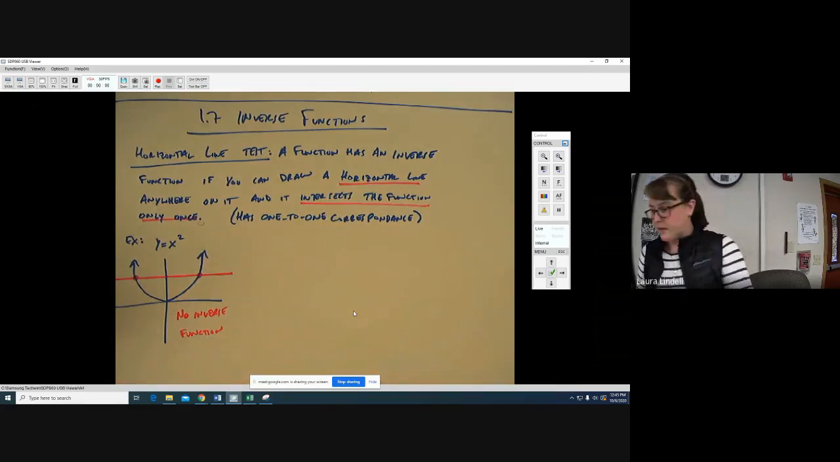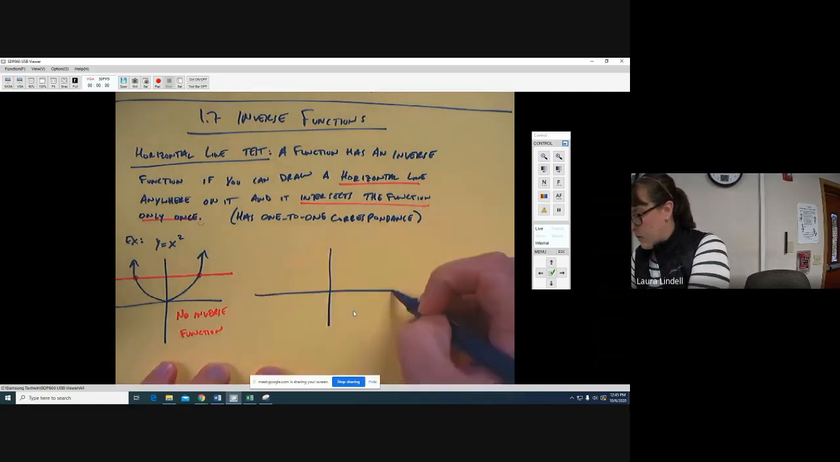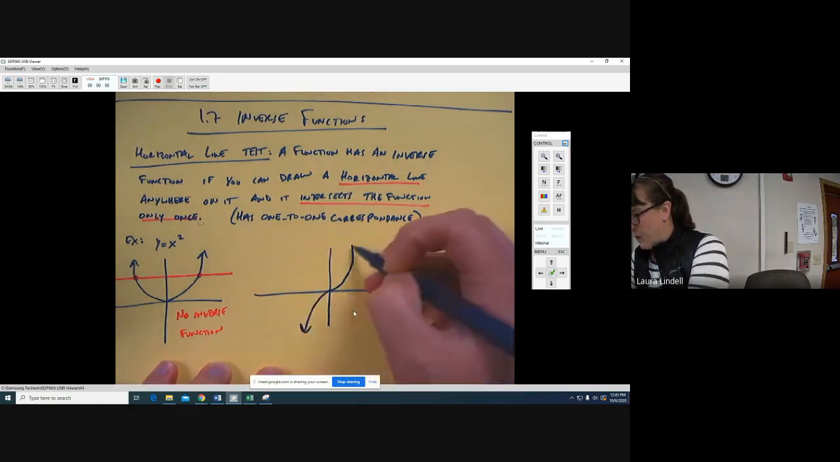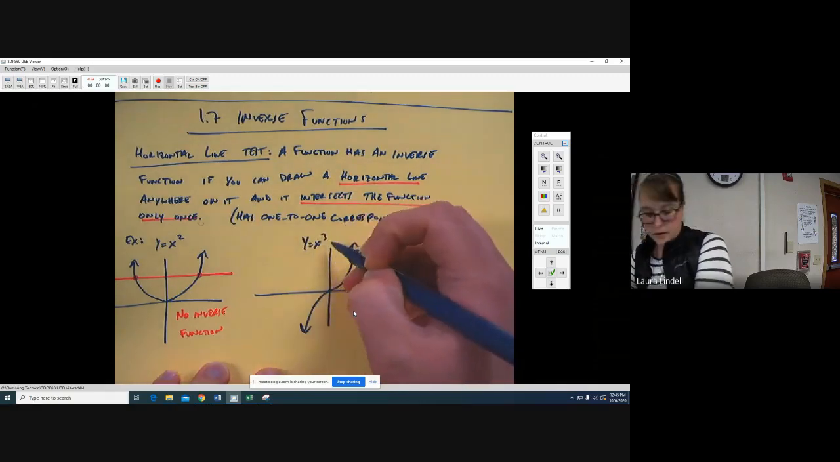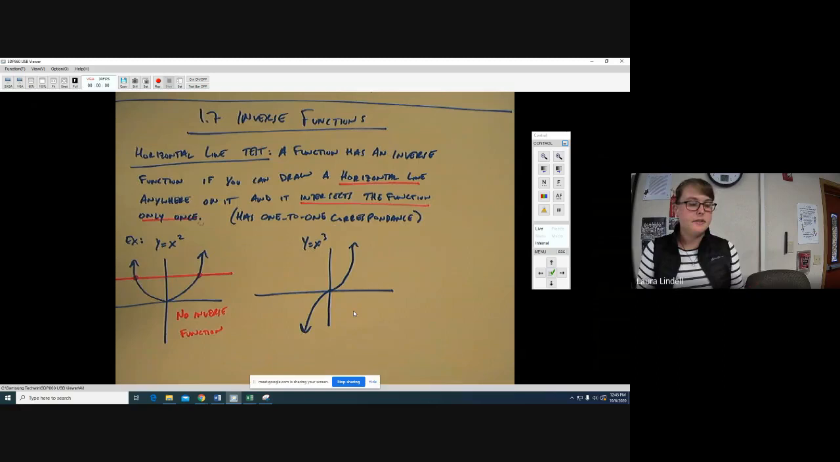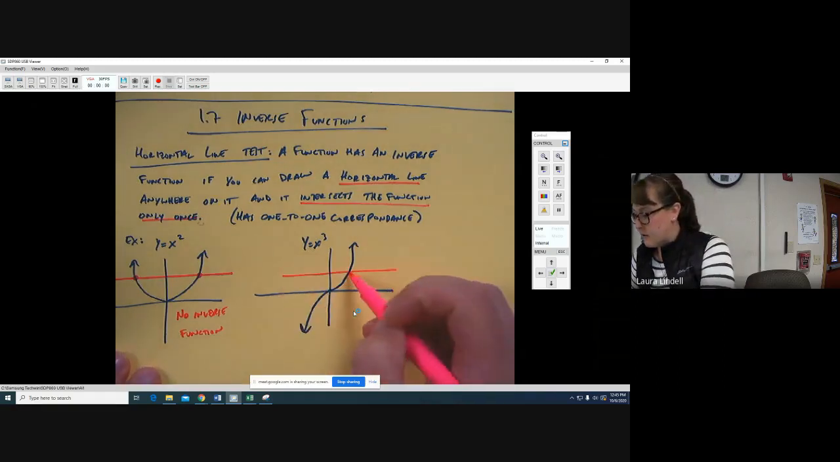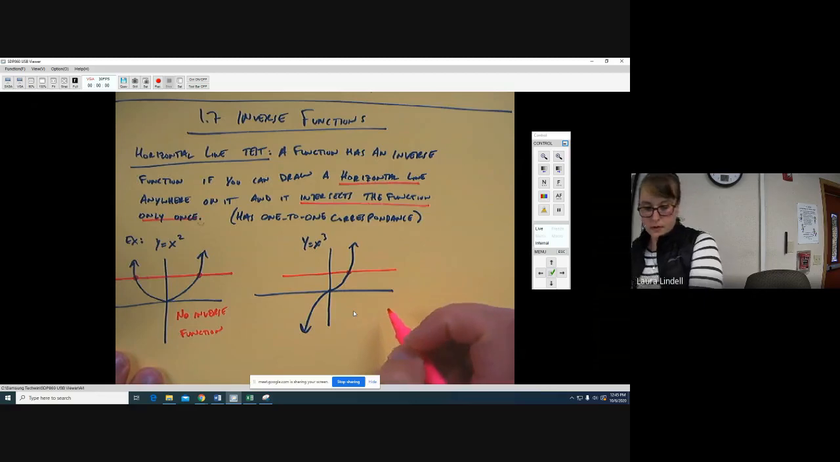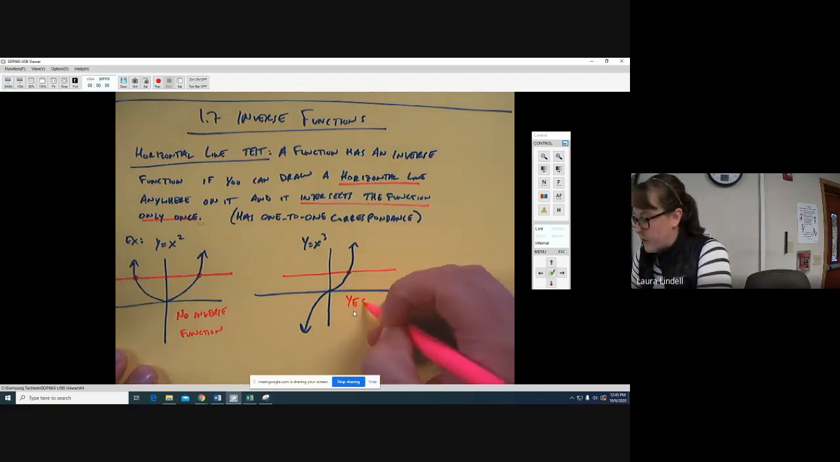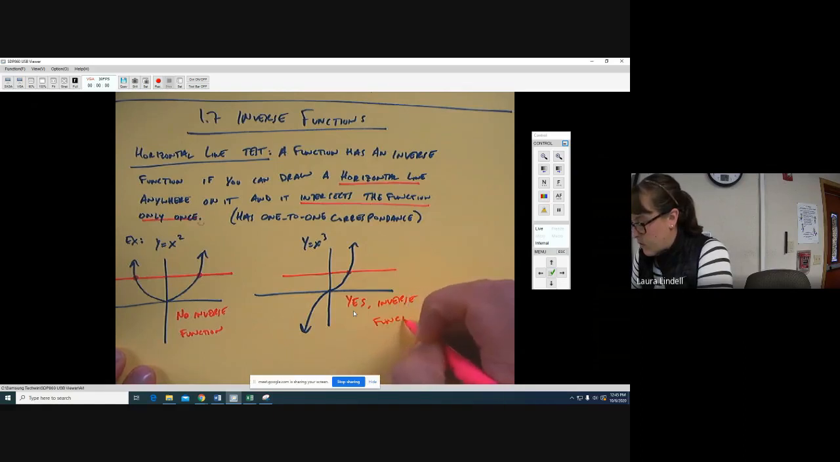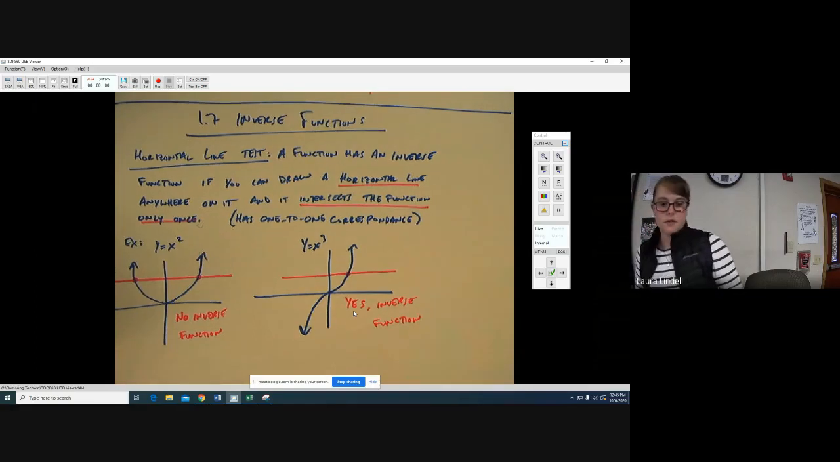But if we've got something instead like y equals x cubed, that passes the horizontal line test. So this one does have an inverse function. Okay. So that's a simple way to determine whether or not it has an inverse. Now we're going to deal more with actually finding the inverse.